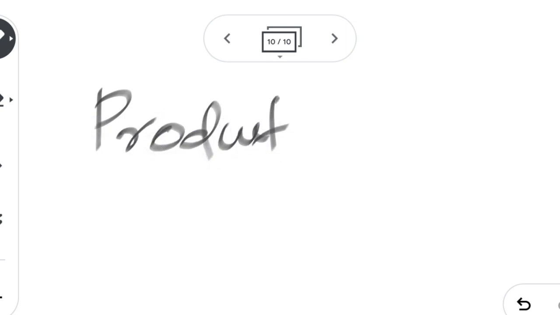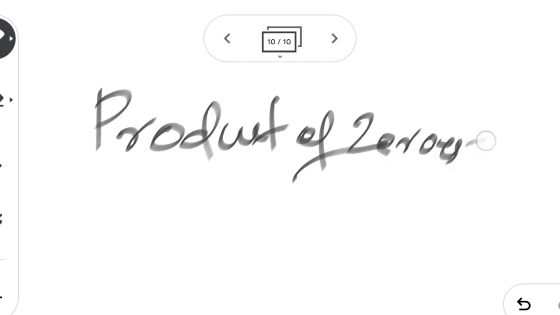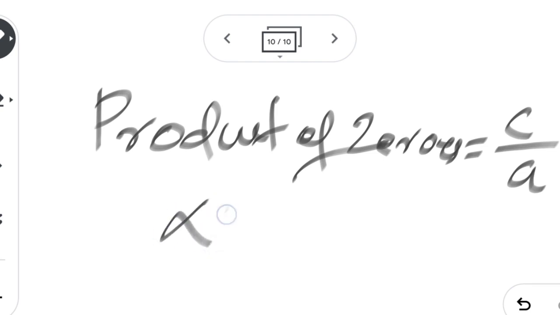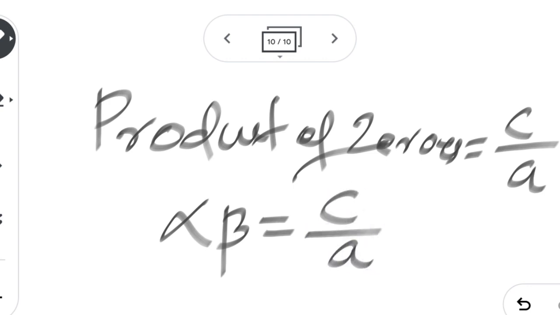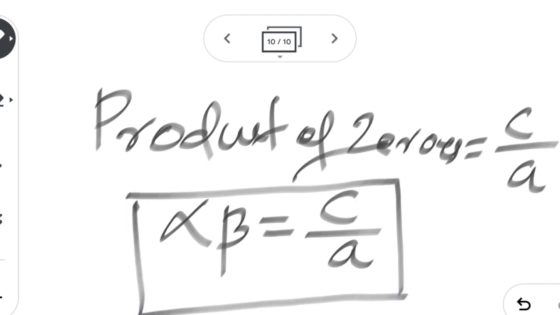And the next relation, product of zeros equal to c by a. What is the product of zeros? Zeros are alpha and beta, so product means alpha into beta. Alpha beta equal to c by a. This is the second relation between zeros and coefficients of a quadratic polynomial.